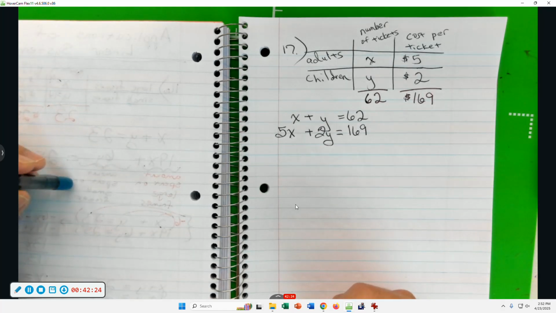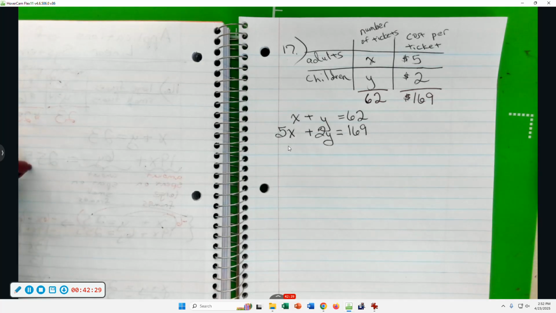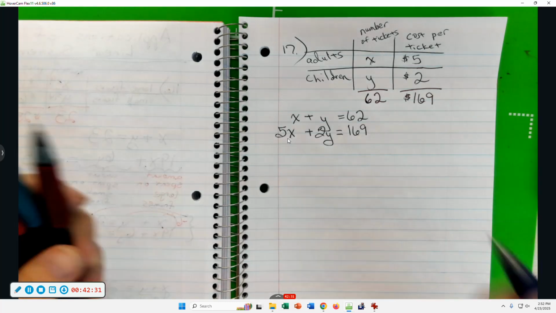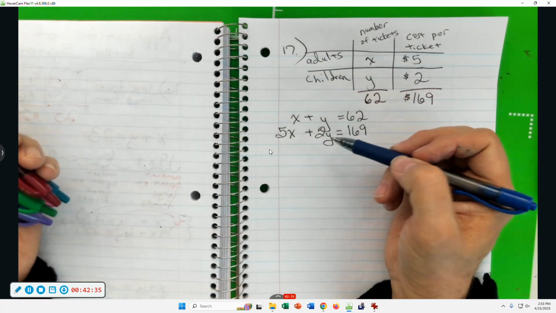Do you want, Alex, do you want to stick with X? I'm fine either way. I think Y would be easier just because the number is smaller, 2 versus 5.